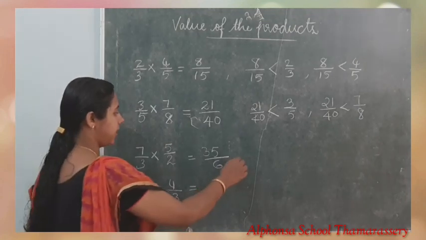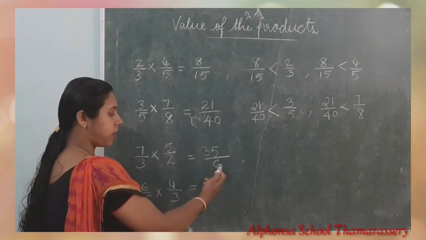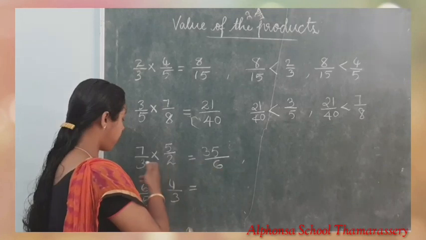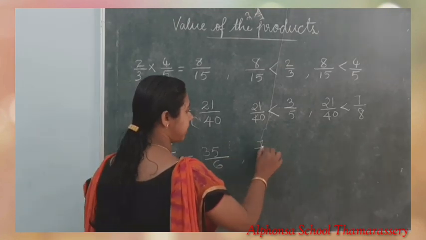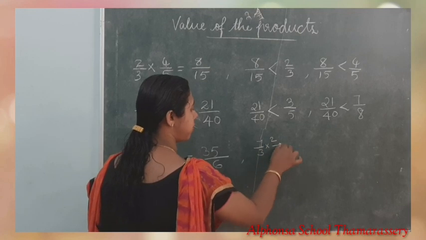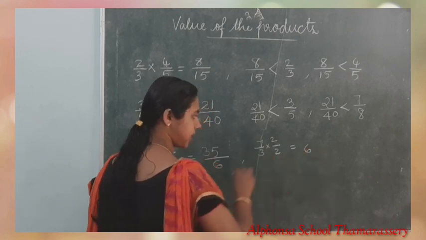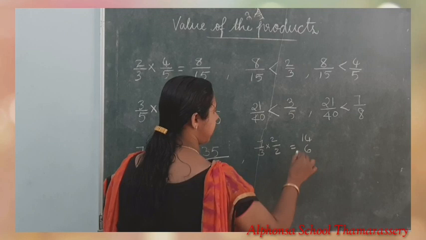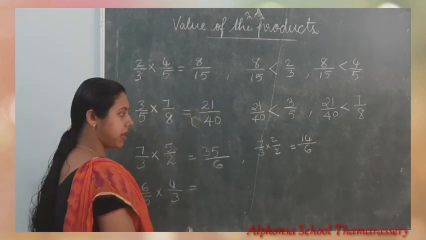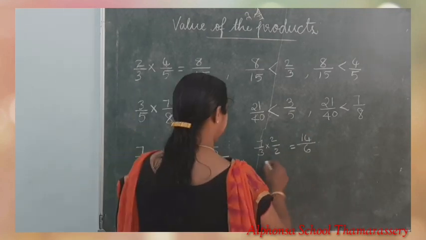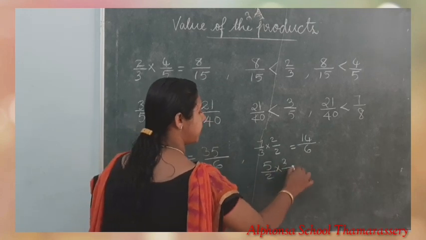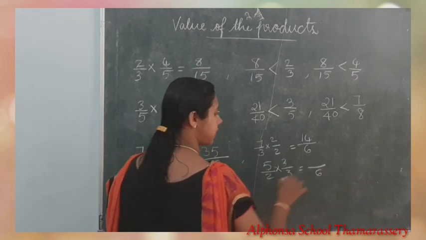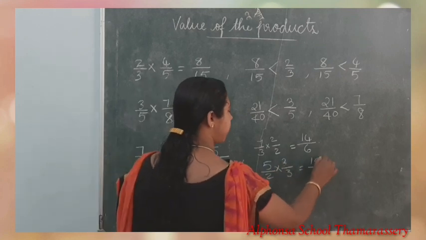Let us check it. Here 7 by 3, and the denominator is 6. So you have to write the equivalent fraction of 7 by 3. If you multiply by 2, you will get the denominator 6. 7 2s are 14. So it will be 14 by 6. And the next one is 5 by 2. Multiply by 3, so you will get the denominator 6 and 5 3s are 15.